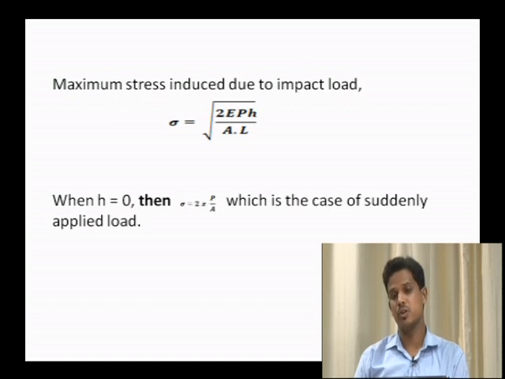The maximum stress induced due to impact load is sigma equal to the square root of 2 E P H by A L. Using this formula we can calculate the maximum stress induced.